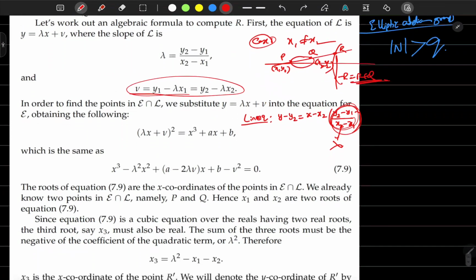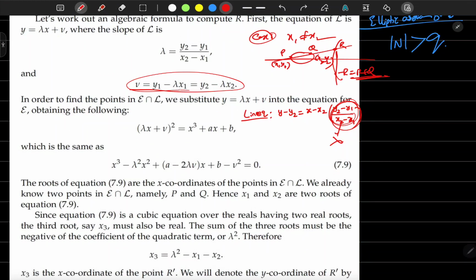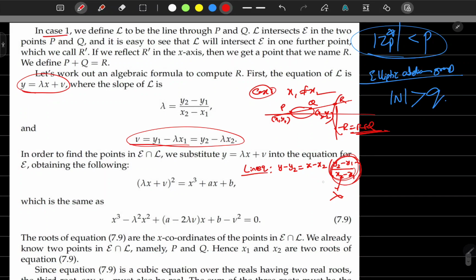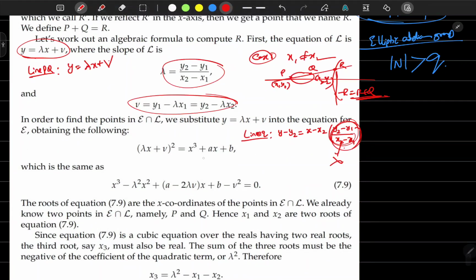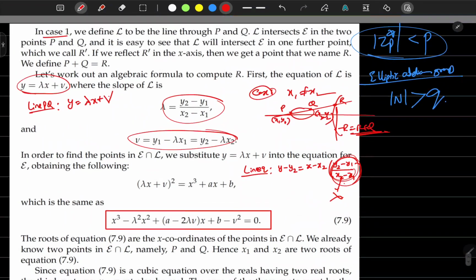After that we substitute into the curve equation. The equation of line PQ is y equals lambda x plus v, where lambda is the slope, (y2 minus y1) by (x2 minus x1). To find this constant, since we know the point, we substitute it here and get the value. After solving all this, we get a cubic equation, which represents nothing but all these roots.